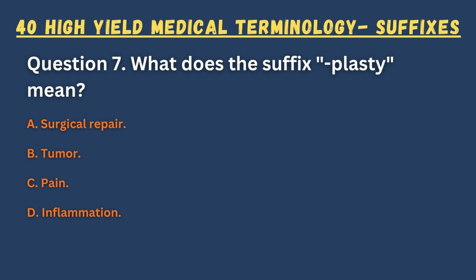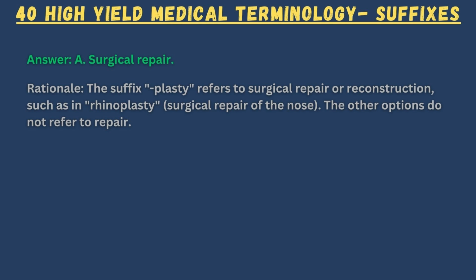Question 7. What does the suffix plasty mean? A. Surgical repair. B. Tumor. C. Pain. D. Inflammation. Answer: A. Surgical repair. Rationale: the suffix plasty refers to surgical repair or reconstruction, such as in rhinoplasty, surgical repair of the nose. The other options do not refer to repair.